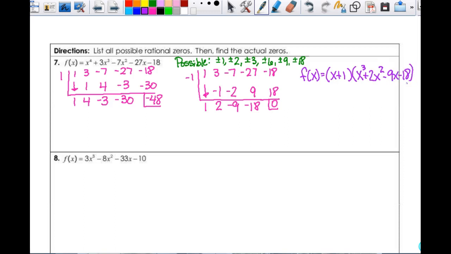Now, then I have to check to see if what I have over there I can factor. Because if I can't factor it, then I've got to go test some other things. Is that one factorable for you? Yes. Okay. So go ahead and factor that one. And then you can even go one more step after you do that, right?